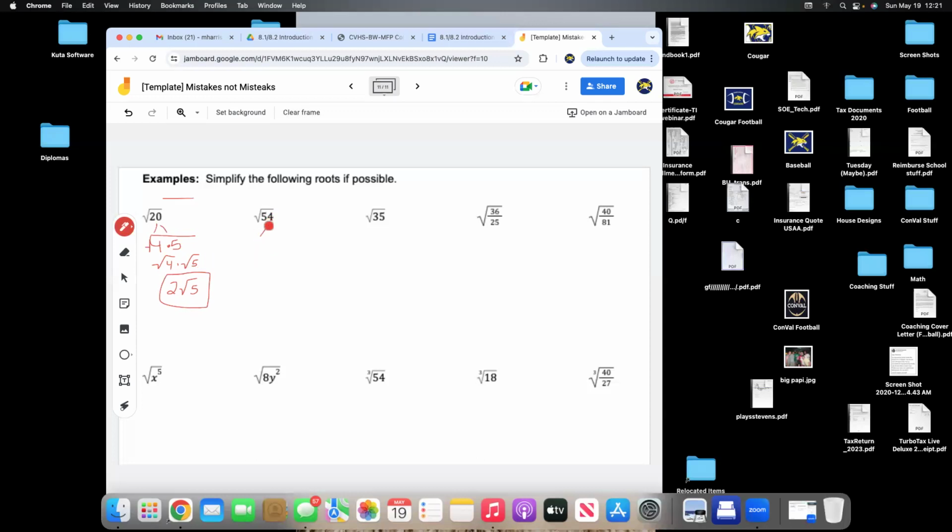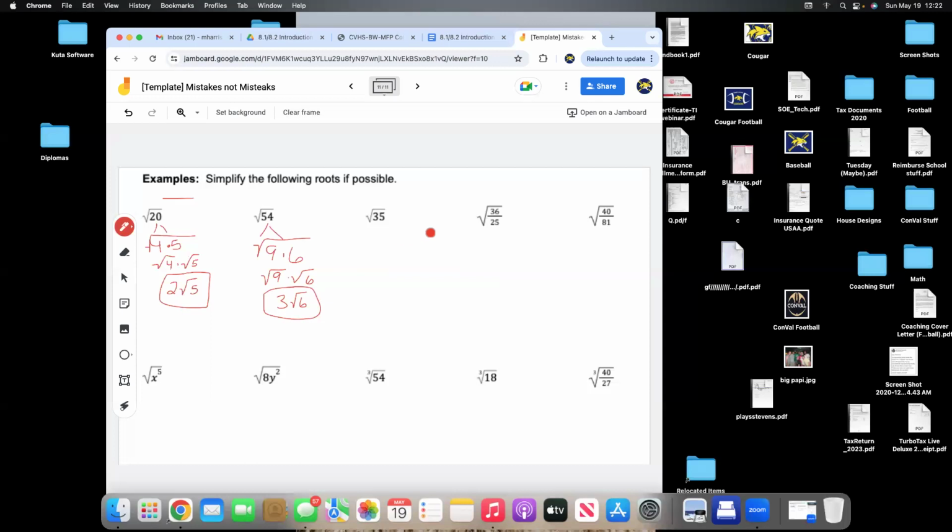If we look at 54, we can split 54 into 9 times 6. And that means we have the square root of 9 times the square root of 6. 9 is a perfect root. 6 is not and cannot be split, so we get 3 root 6.